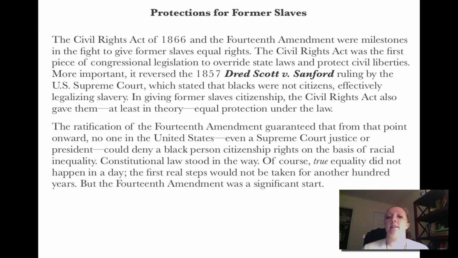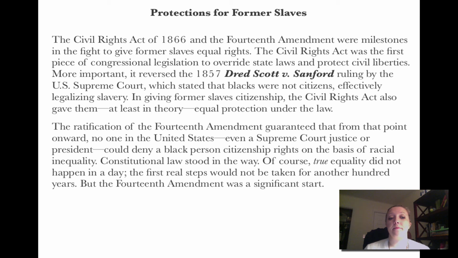The Civil Rights Act of 1866 and the 14th Amendment were milestones in the fight to give former slaves equal rights. The Civil Rights Act was the first piece of congressional legislation to override state laws and protect civil liberties. More importantly, it reversed the Dred Scott v. Sanford decision of 1857, which ruled that blacks were not citizens, effectively legalizing slavery. In giving former slaves citizenship, the Civil Rights Act also gave them, at least in theory, equal protection under the law.